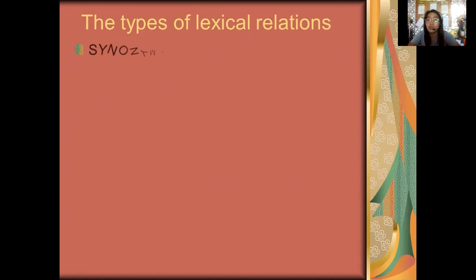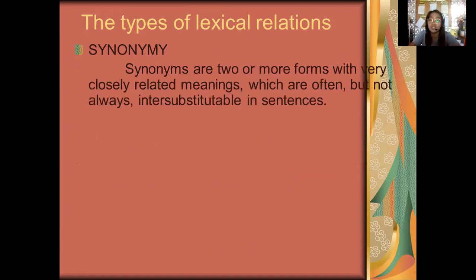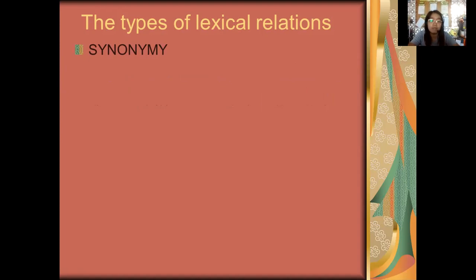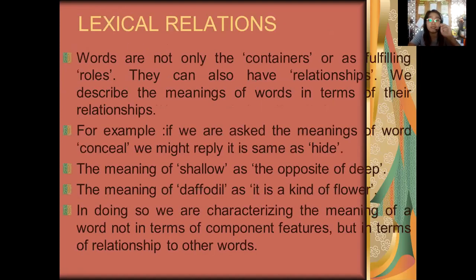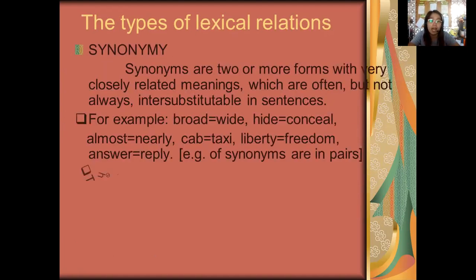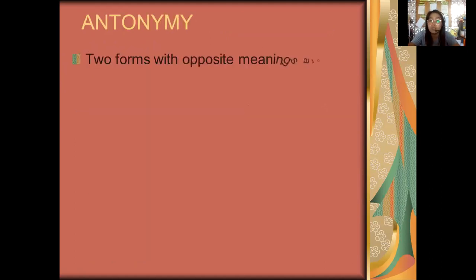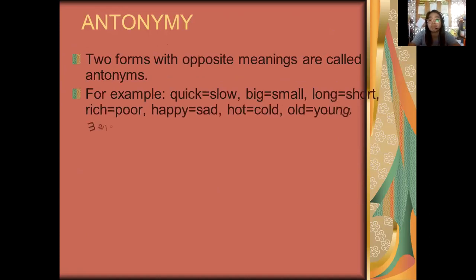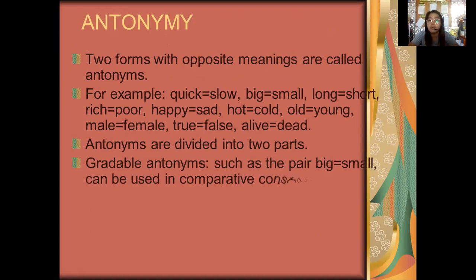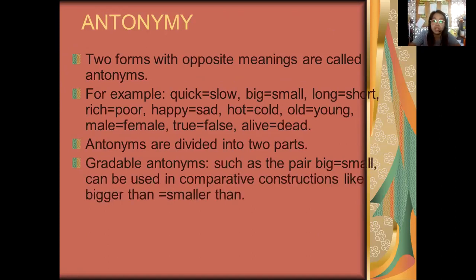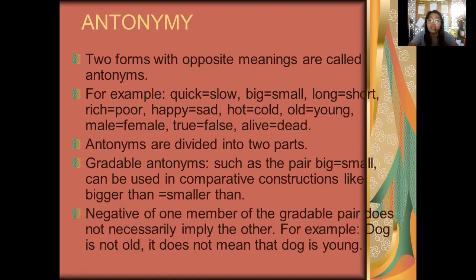The types of lexical relations, we have number 1, synonym. Simula elementary or preschool, alam na natin itong synonyms. Those are the words that have closely related meanings, which are often but not always intersubstitutable in sentences. Next naman po, aside from synonyms, we have the antonym or the opposite meanings of the word. Okay, those are the examples. Gradable antonyms such as the pair big, small can be used in comparative constructions like bigger than, smaller than. So that is antonym.